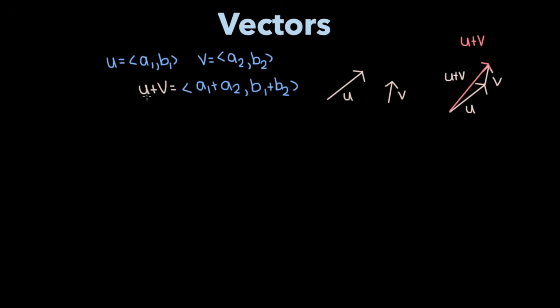And when we look at it this way, this formula makes more sense because the horizontal component of u plus v is the horizontal component of u plus the horizontal component of v, that is a1 plus a2, and the vertical component of u plus v is the vertical component of u plus the vertical component of v, so b1 plus b2. And so hopefully that made sense.